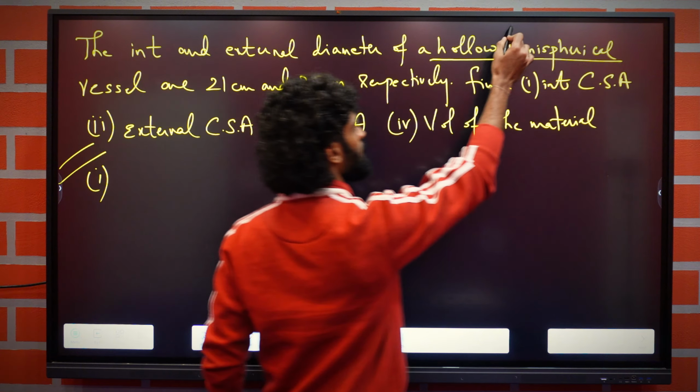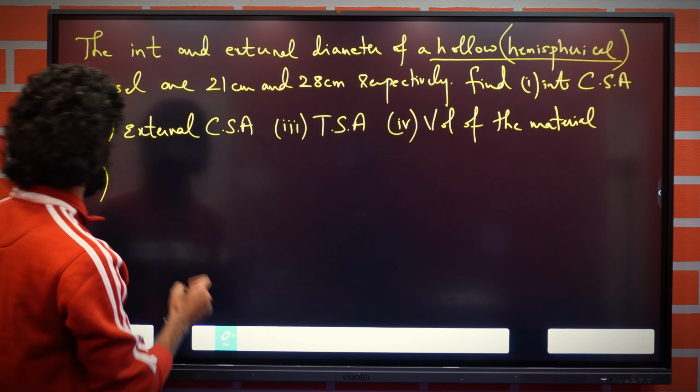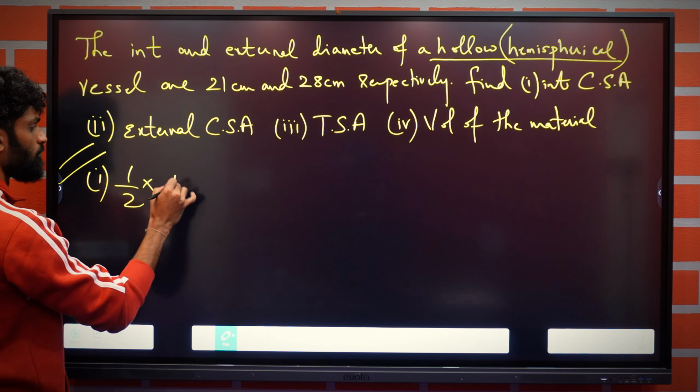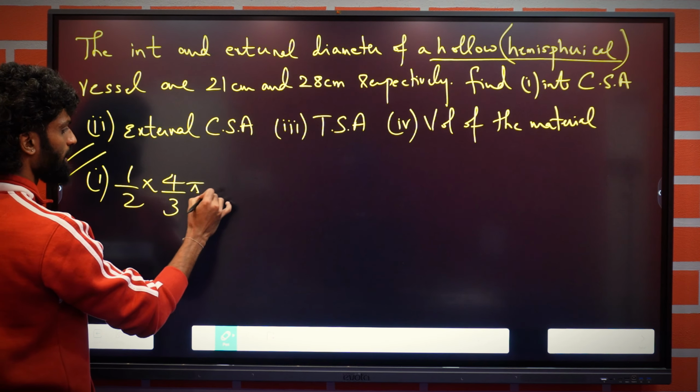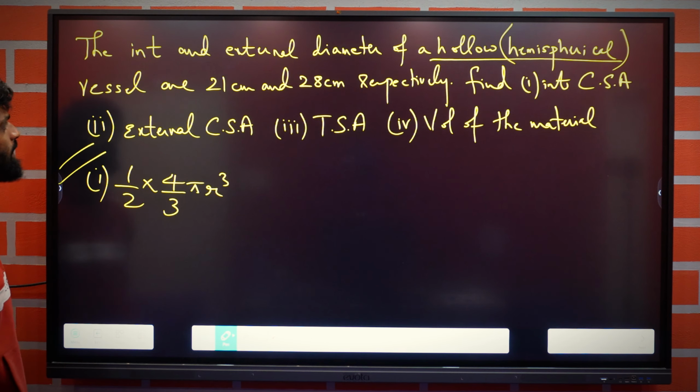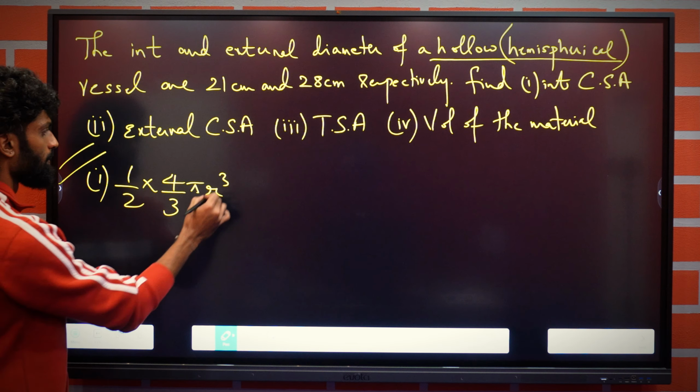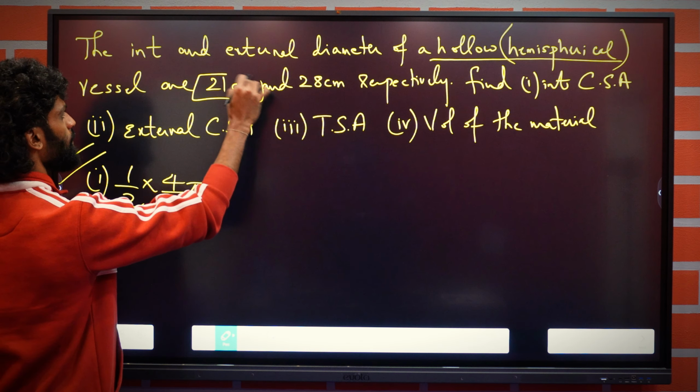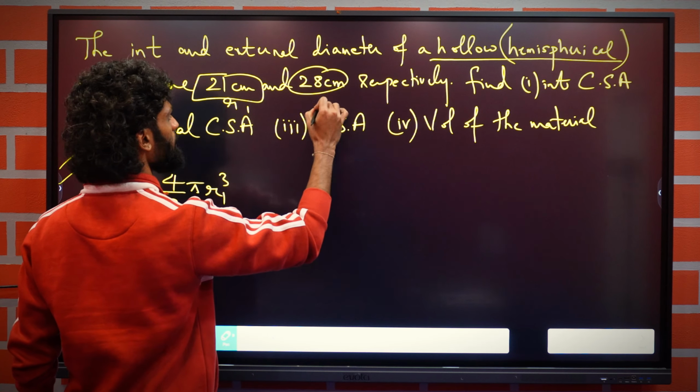Again, hemisphere. It will be half of it. So I'll write half of what? The surface area of a complete sphere, 4π r². Can I write R1 here? R1 meaning the internal one, the low one. R2 meaning the external one.